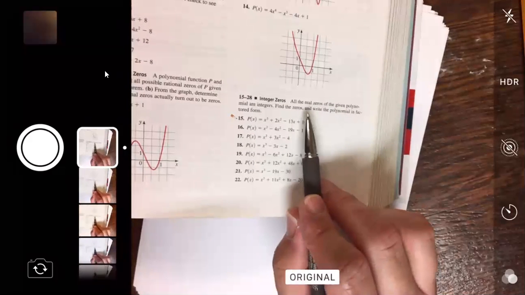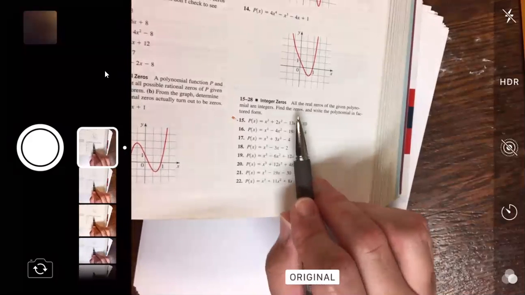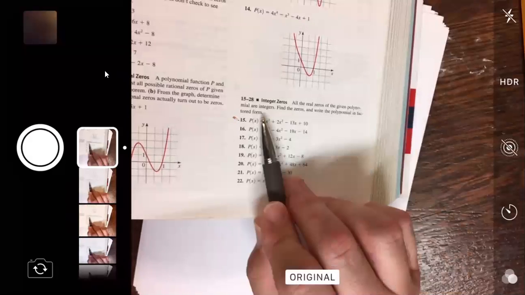And they're telling you that all of the zeros are integers. They want you to find, and they mean actual zeros, and then write your polynomial in factored form.